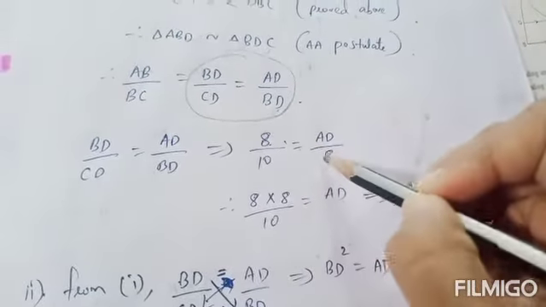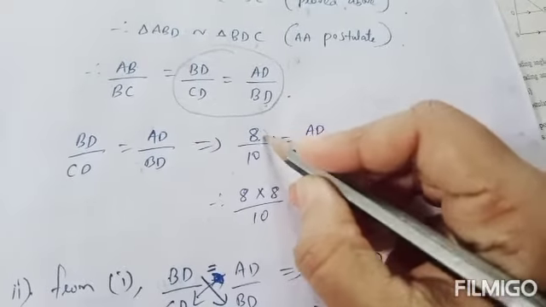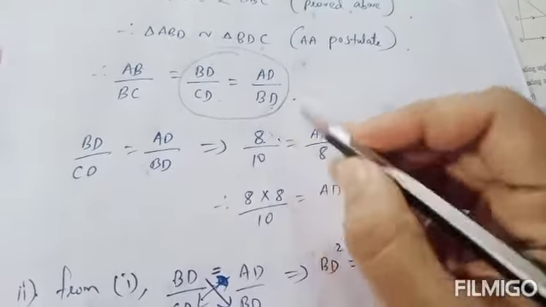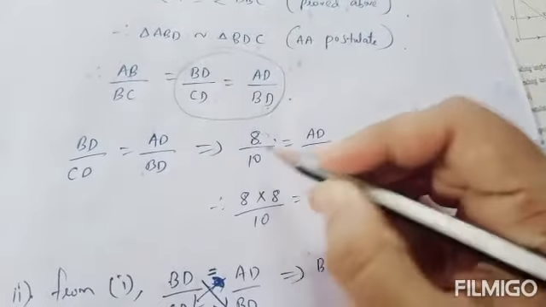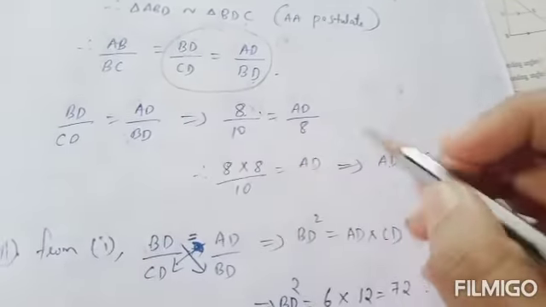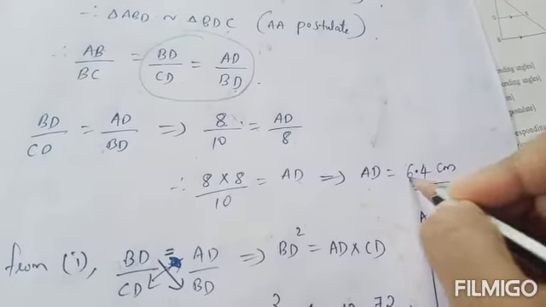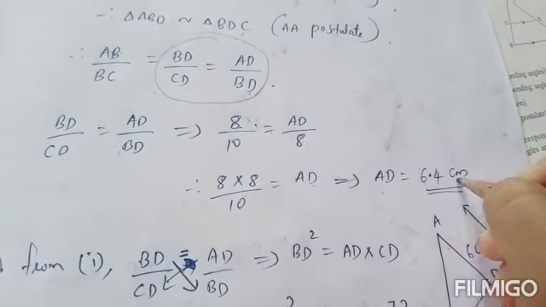AD equal to 8 into 8 by 10. This 8 will become multiply, on taking to LHS side, it will become 8 into 8 by 10. Okay, that is 64 by 10. Therefore AD equal to 6.4 centimeter. Okay.